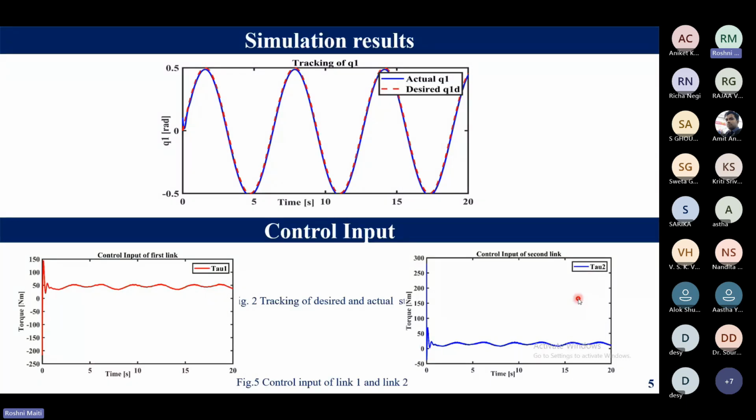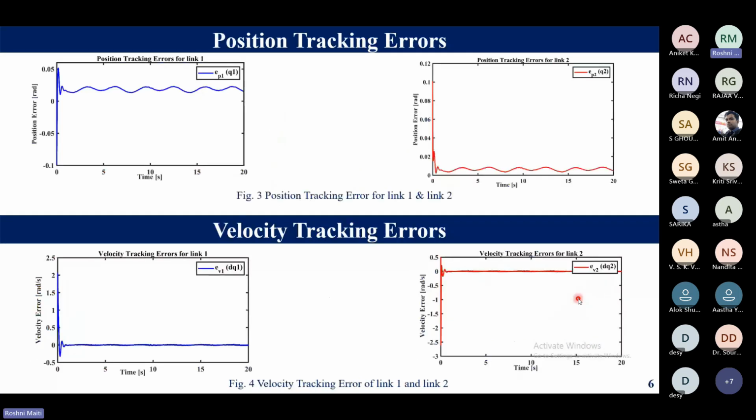So for both of these motors we have two inputs, and these are the errors. Whatever error we have during the tracking is also shown here. And these are the velocity tracking errors, which are also provided here. If we zoom in on this one, then we can see the disturbance is more in the case of velocity error, because here we are taking the differentiation of this position error. So here the disturbance will be greater in the case of velocity tracking error.